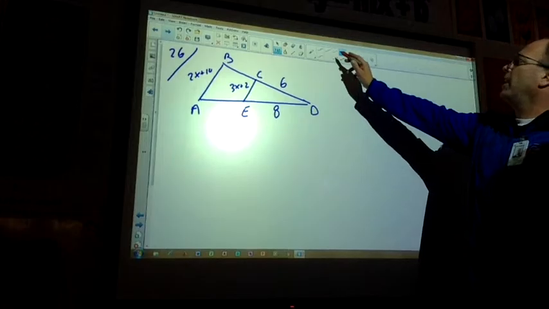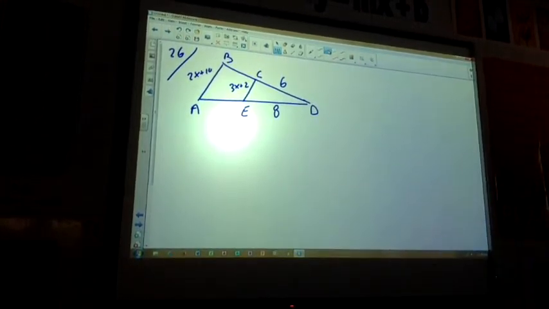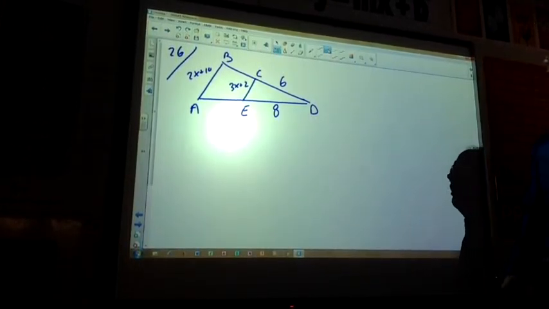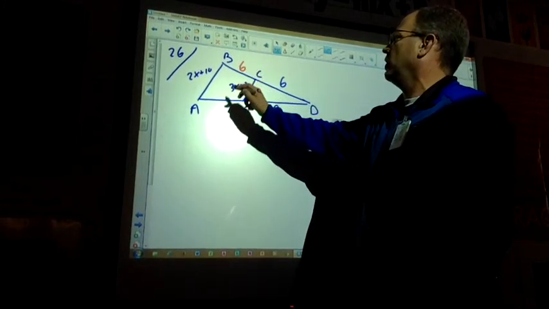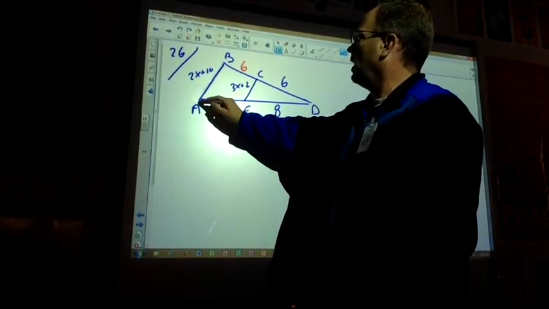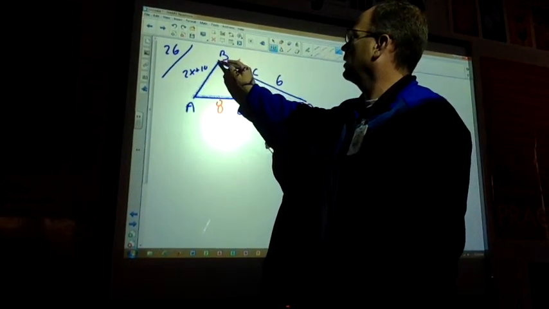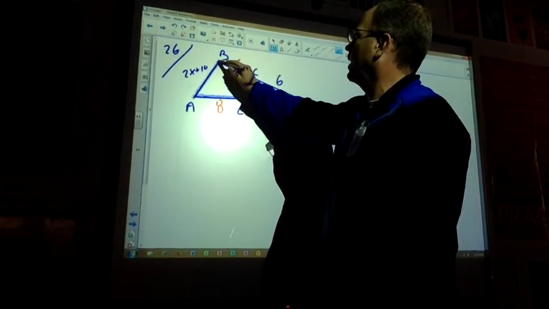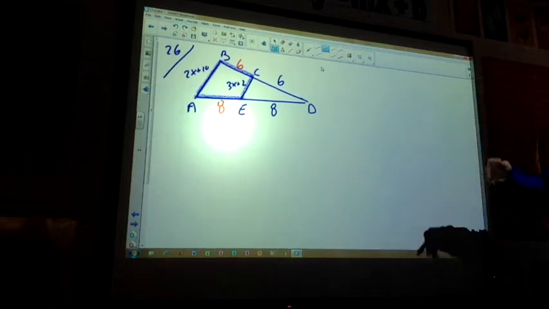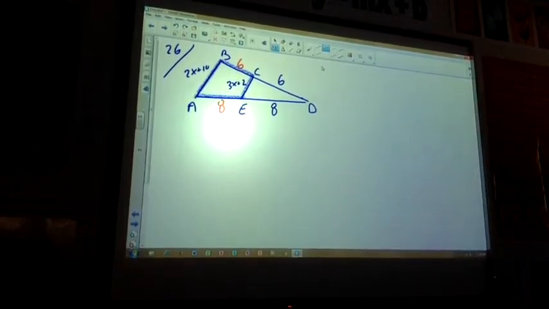All right, so things that this problem tells us. Number 26 tells us that CE is the mid-segment, okay? So I know that this would be 6 and this would have to be 8. Another thing this problem asks for is for us to find this perimeter. The perimeter is all the way around. So I know I have 6 and I have 8, so it's at least 14.